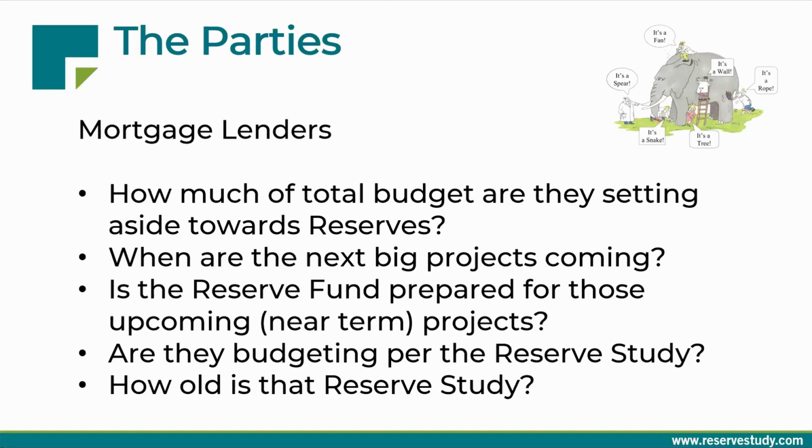And then when are the next big projects coming? Does the association have enough cash? Are they prepared for these projects, or are they going to be unsettling? Because the mortgage lenders want to know, for the person paying the mortgage, they want to make sure that person has plenty of money to pay the mortgage. And so the lenders are concerned about extra bills that person paying the mortgage will have to pay. So lenders don't like special assessments. Lenders don't like really big projects on the horizon and then an underfunded reserve fund.